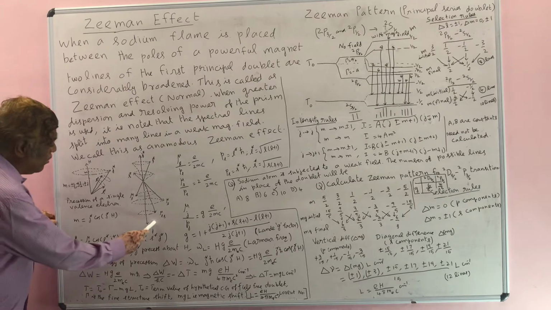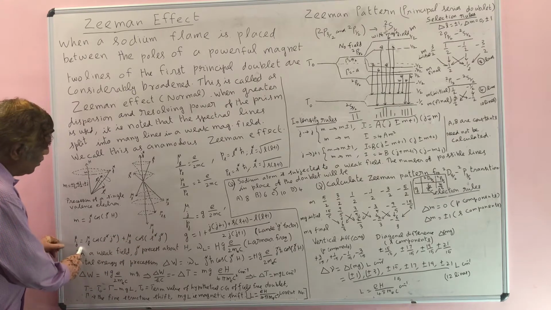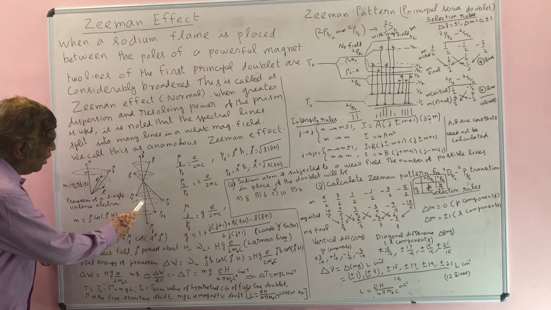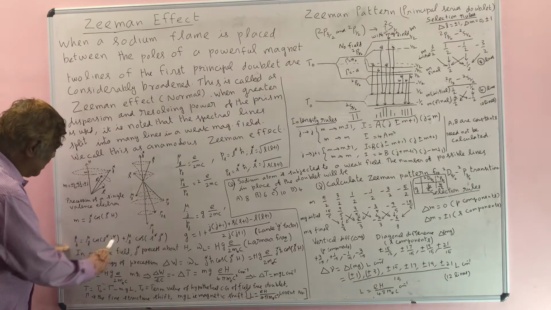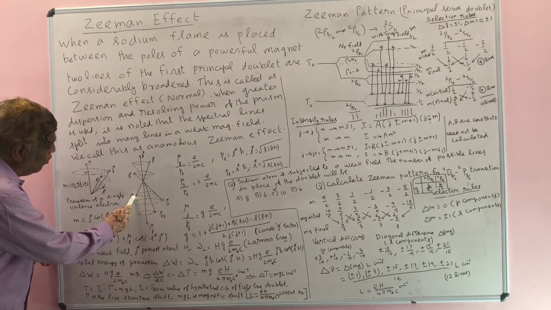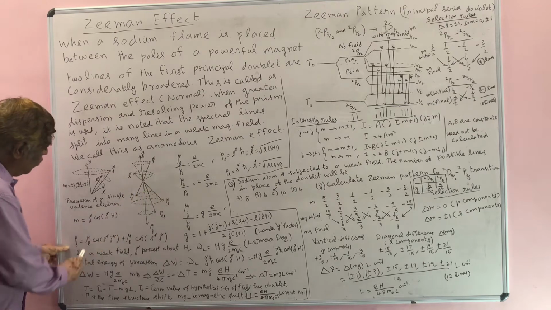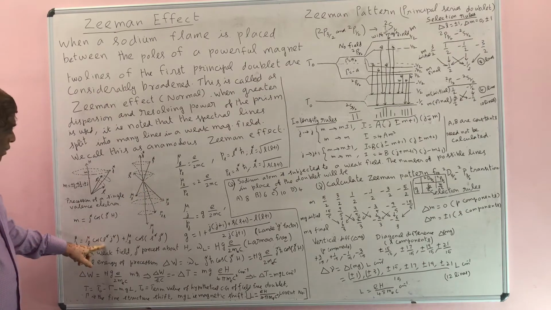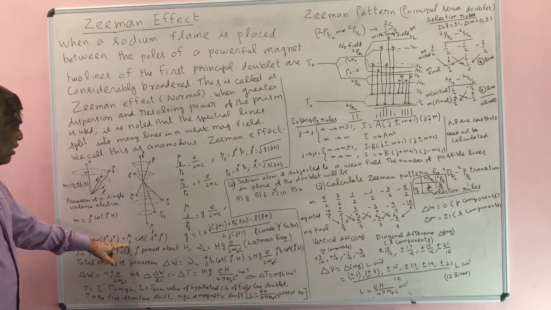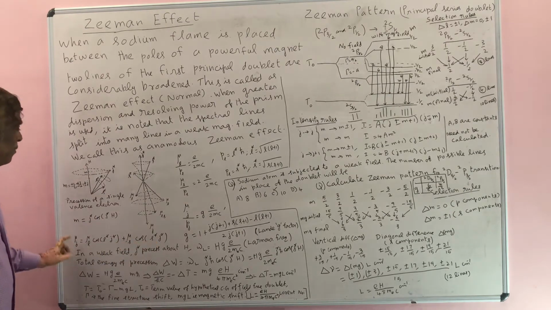Now let us calculate mu J. This mu J is equal to the projection of mu L along J*. So mu L cos of the angle between L* and J*, plus mu S into cos of the angle between S* and J*. So this is mu J.